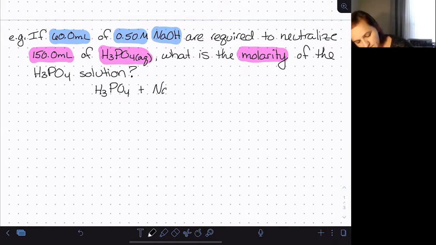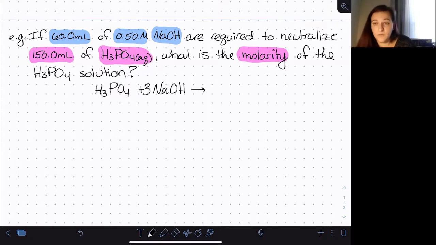So we have H3PO4 reacting with NaOH. When I look at this, I see that I have 3 acidic hydrogens in this molecule, which means I'm going to need 3 hydroxides in order to completely neutralize those. But sodium hydroxide only contains 1, so I'm going to need 3 moles of base for every 1 mole of acid in this neutralization reaction, and that should work out in the end.